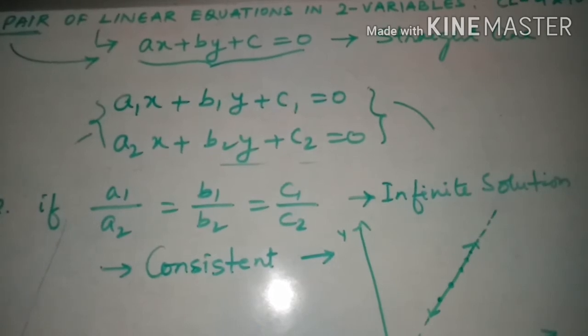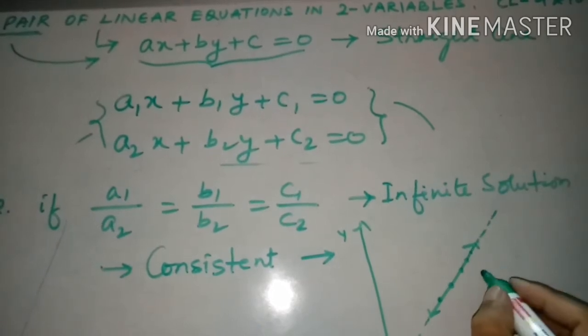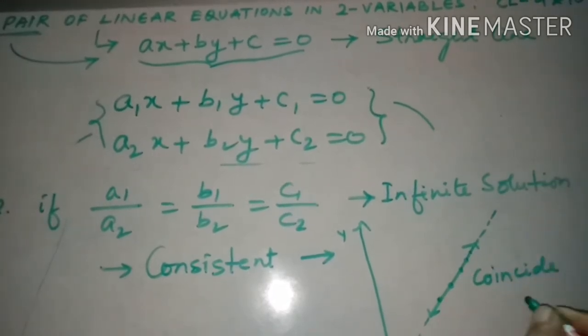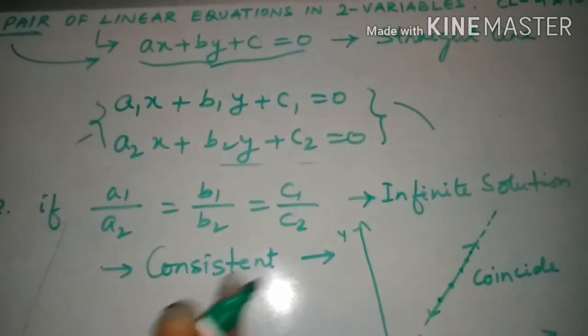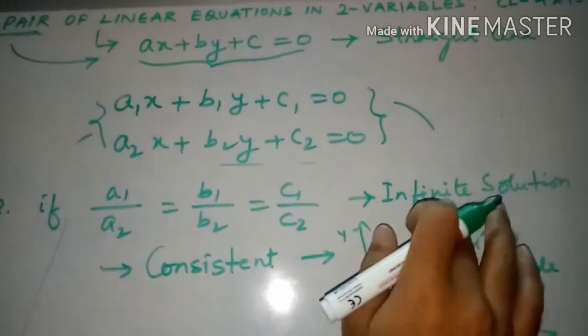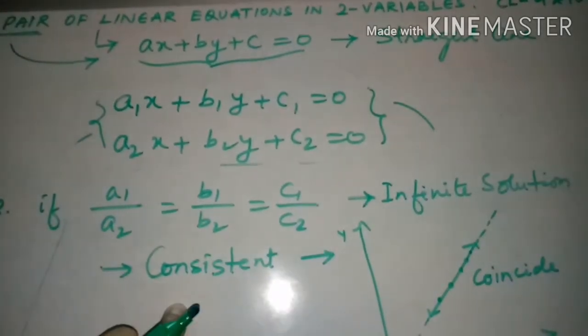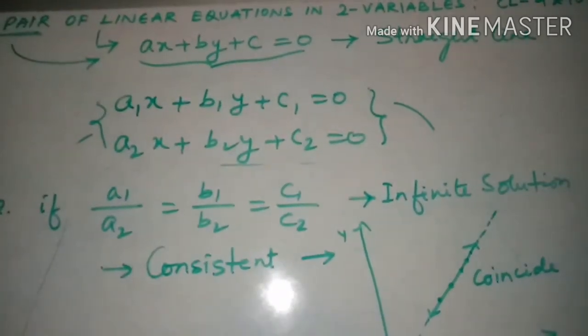That means, what is the meaning? This time what do you call it now? Coincide. The two graphs will coincide with each other. Coincide means the two graphs, one graph will be lying over the other graph. So that time what do you call it now? Infinite solution. Infinite solution means the graphical representation will coincide and both the equations should be a consistent pair.